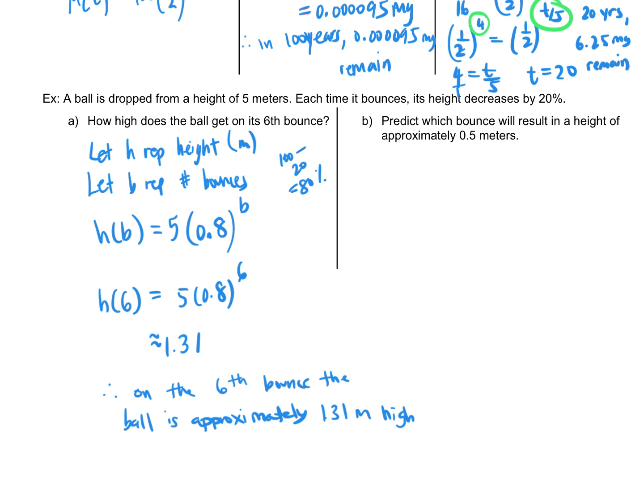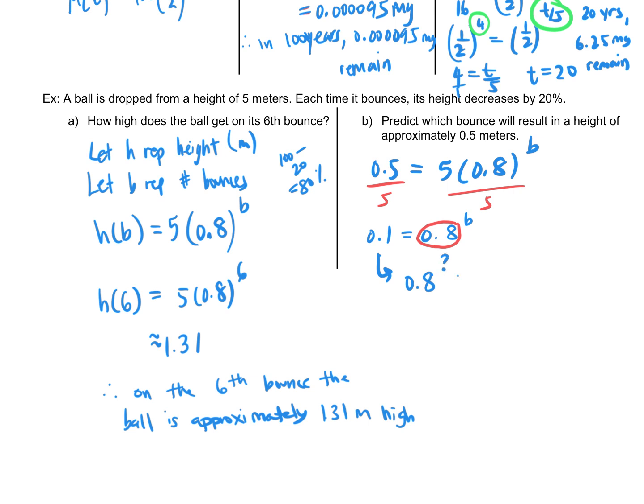All right, last one. Predict which bounce will result in a height of approximately 0.5 meters. So now we're given height. So 0.5 equals 5 times 0.8 to the power of b. Just like before, we need to divide out that 5, and I'm going to get 0.1 equals 0.8 to the power of b. Unfortunately, there's no nice connection between 0.1 and 0.8, so it does become a bit of a guess and check scenario. I need both of my bases to match up with the 0.8. So I need to figure out 0.8 to the power of what gives me approximately 0.1.